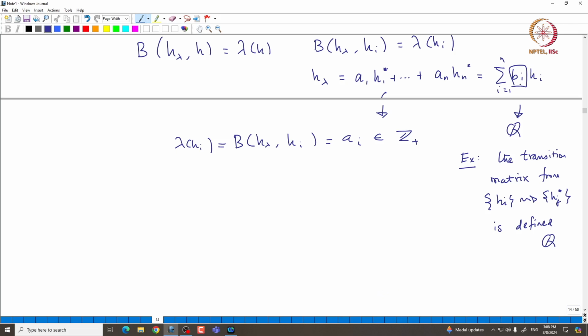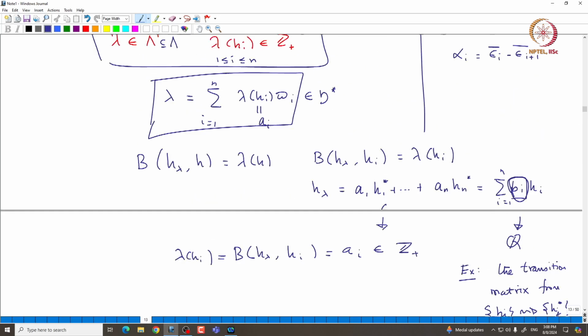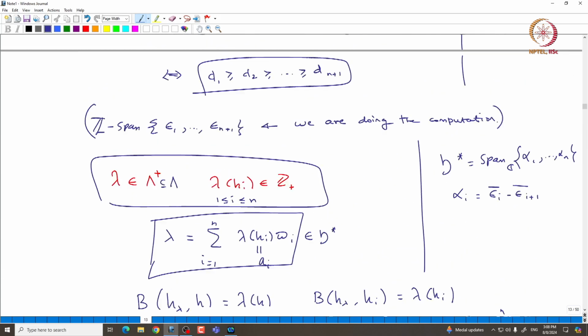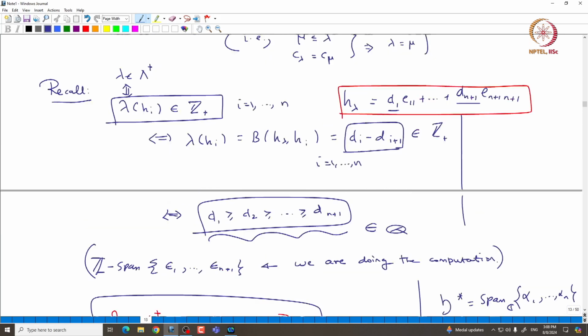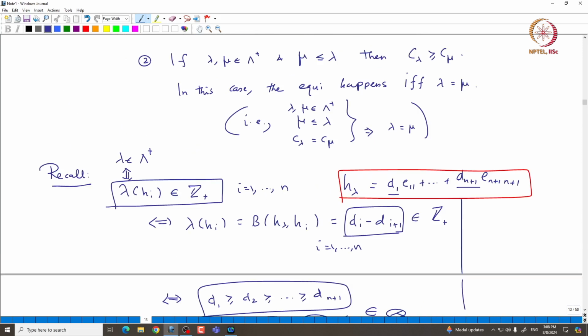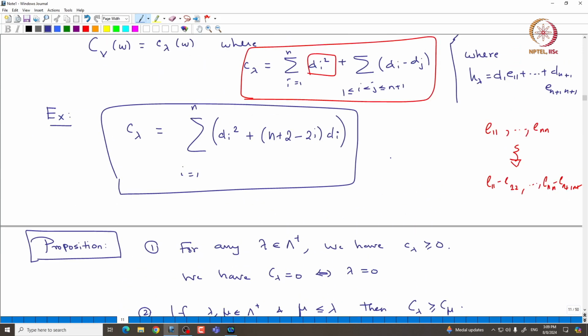But now, if these bi's are coming from Q, then what will happen to these di's? These di's also will come from Q. At least for sure we can assume that these are all coming from Q. So, that is why we can easily see these numbers are non-negative real numbers.